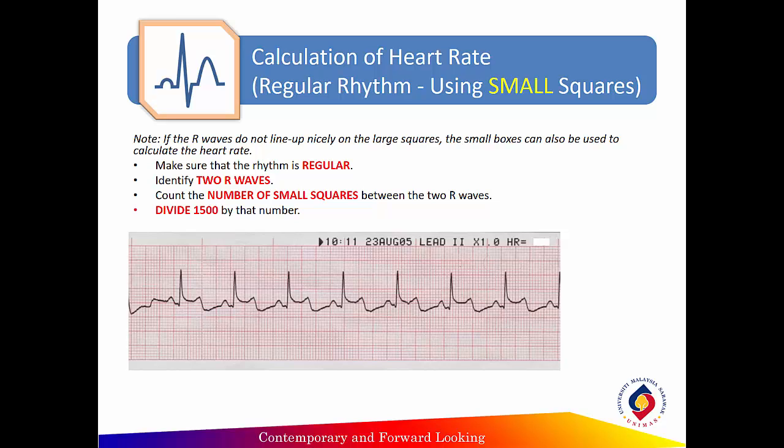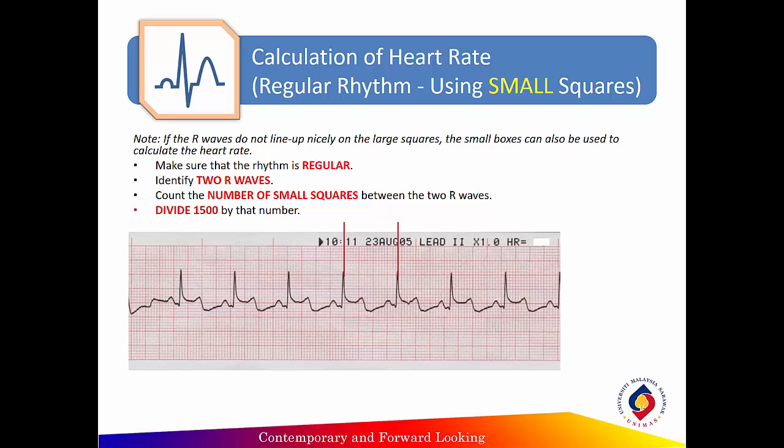If the R waves do not line up nicely on the large boxes, the small boxes can also be used to calculate heart rate. Similarly, first identify 2 R waves. It can be any one within the strip. Mark those R waves by drawing a line extending upwards.